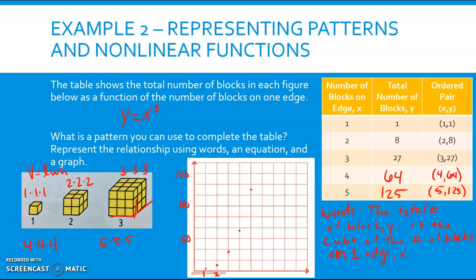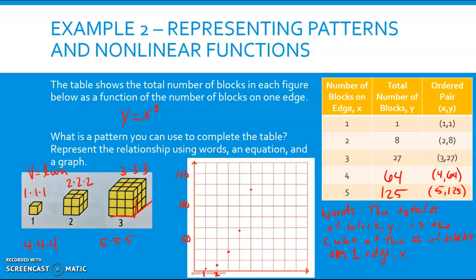We do not draw a line on this one because the line represents everything in between, whereas this is only for those sides of a cube. And so we're not working with 1.5 cubes. And so we are just going to have the dots, and that's where they will land. And so this is a nonlinear function because it doesn't make a line. And that's how that works. And we've shown it in an equation, words, table, and a graph.